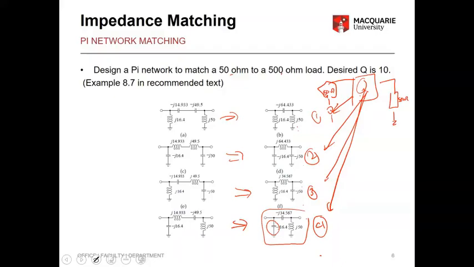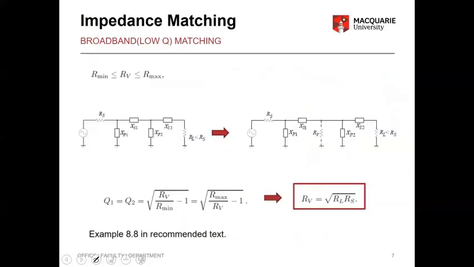So it's your duty to go through those examples, and it's also good for you to work it out. Now even the T-network and pi network, you'll notice that they don't really help you with increasing bandwidth. They only reduce your bandwidth because they have higher Q. So there are other techniques such as broadband matching.